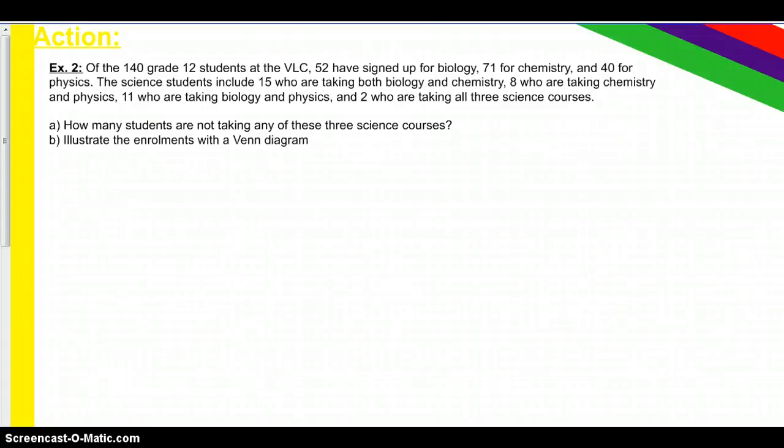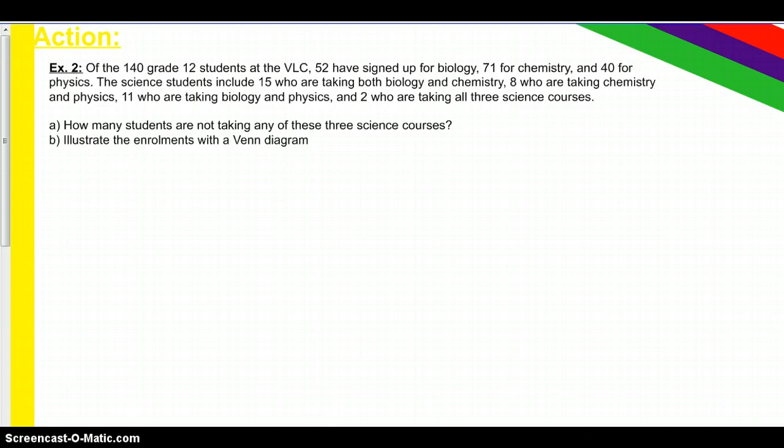So in this example number 2, we're asked to figure out, of the students that are in grade 12 taking various science courses, how many are not taking any of these three, and secondly, illustrate the enrollments with a Venn diagram. So it's actually easier in this case, in order to answer part A, to create the Venn diagram first. It's much easier to answer the questions when you can see the visual representation.